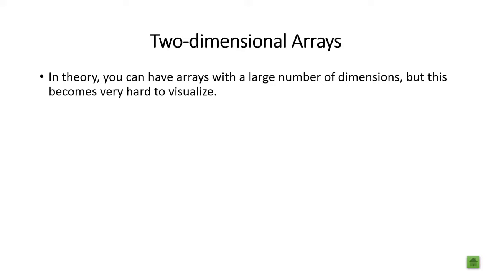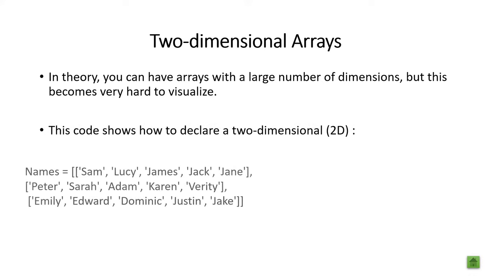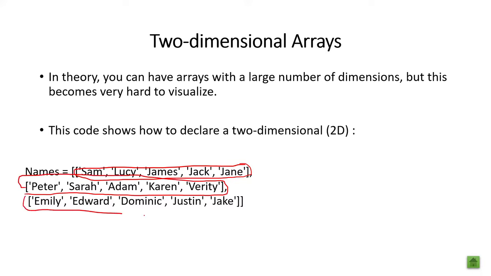Two-dimensional arrays are basically an array of an array. In theory, you can have arrays with large numbers of dimensions, but at A level, you only need to go to three dimensions. So if you look there, you've got names, and you've got Sam, Lucy, James, Jack, and Jane in one array. Then you've got Peter, Sarah, Adam, Kieran, and Verity in a separate array. And then you've got Emily, Edward, Dominic, Justin, and Jake inside a third one. Now, because it's all inside one array, it's actually two dimensions. So don't get caught out by that.